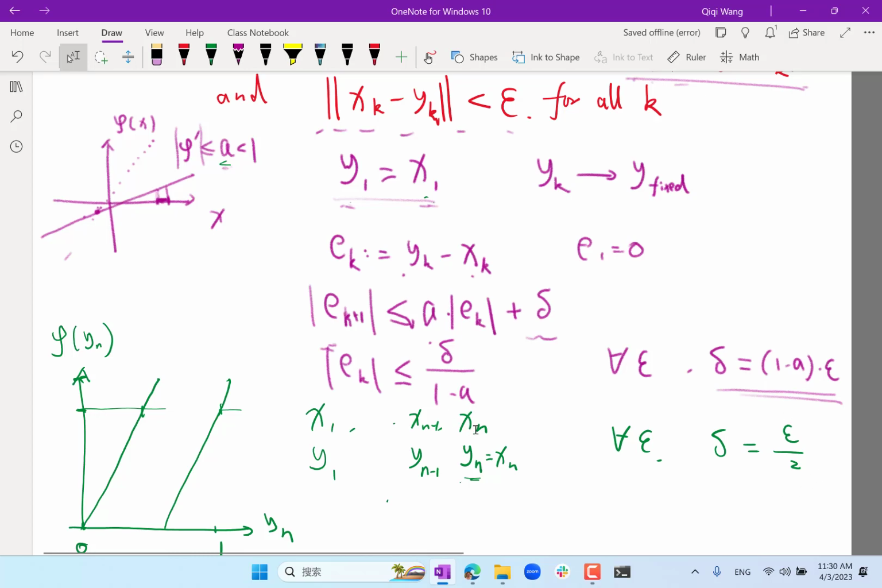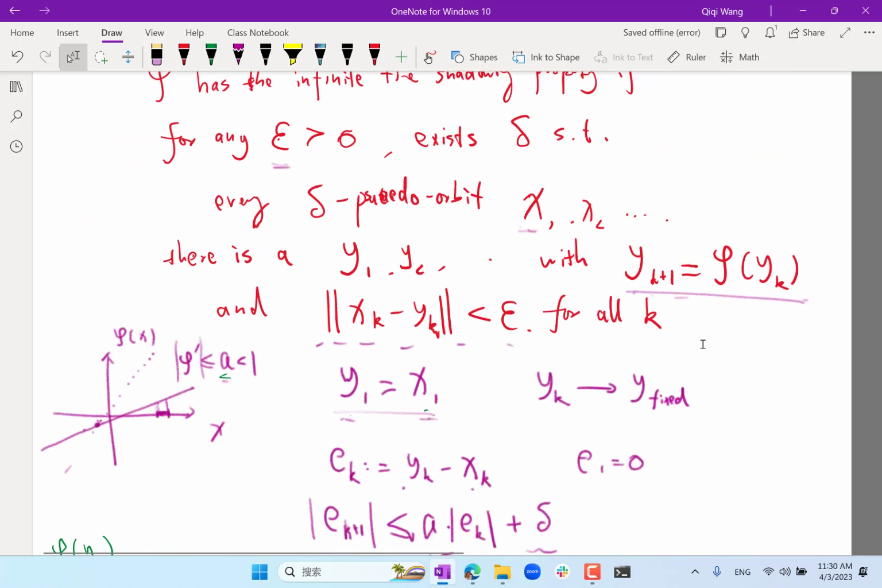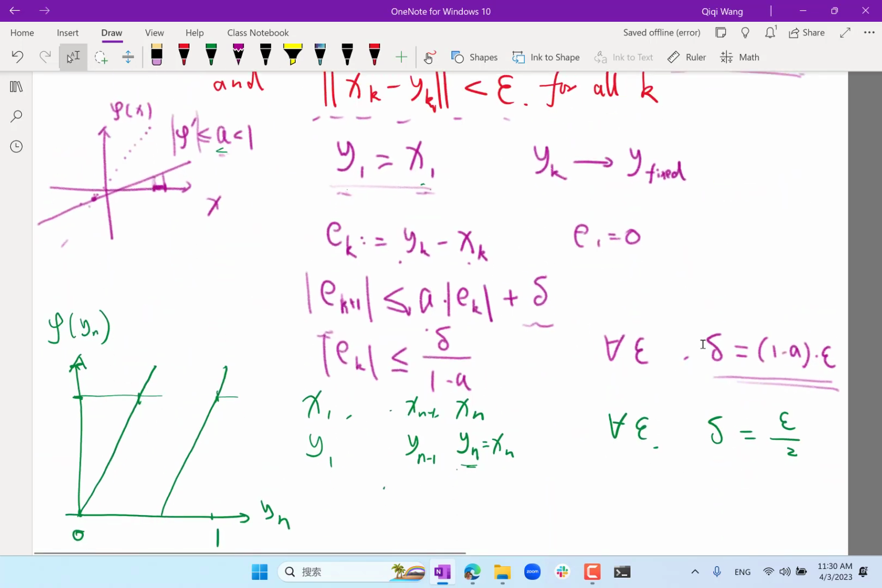There are other weaker shadowing properties where the delta could depend on both epsilon and the length of the trajectory. As long as the delta doesn't grow too fast as you make the trajectory longer and longer, we also say the system has a weaker type of shadowing property. All right, the system that has the infinite time shadowing property is really this kind of system that could be thought of as a combination of a stable system and an unstable system.